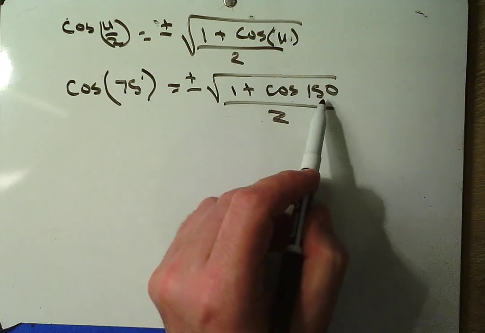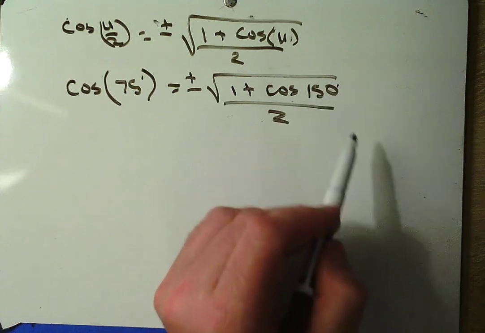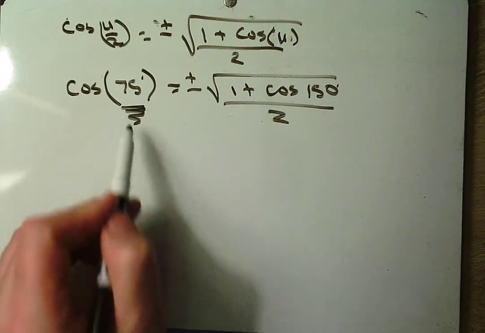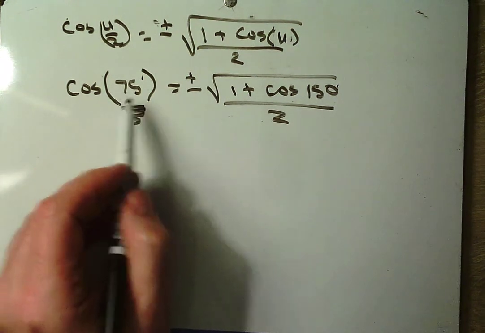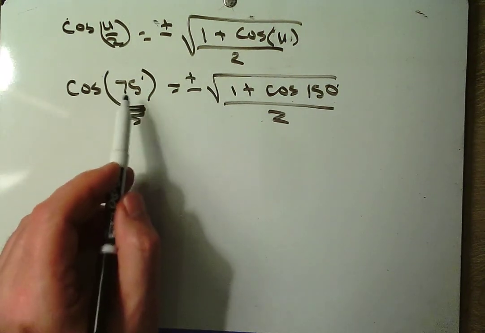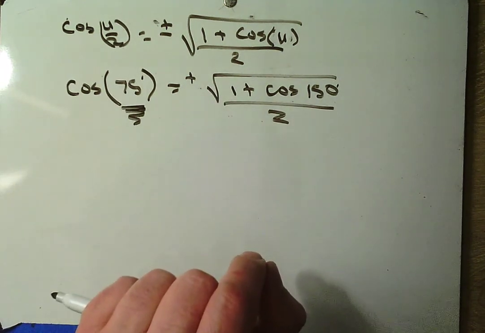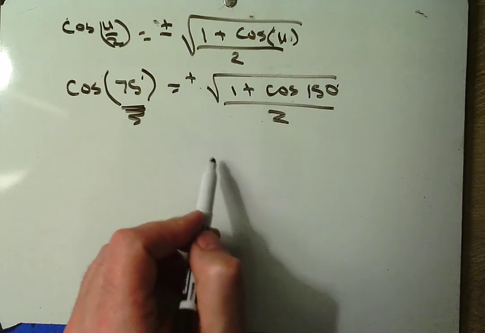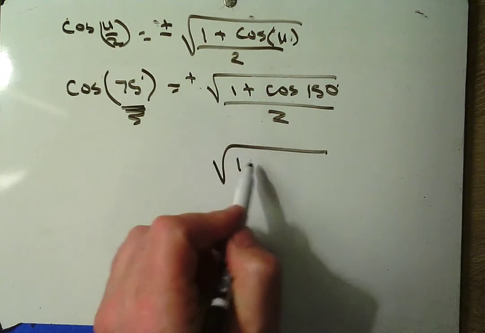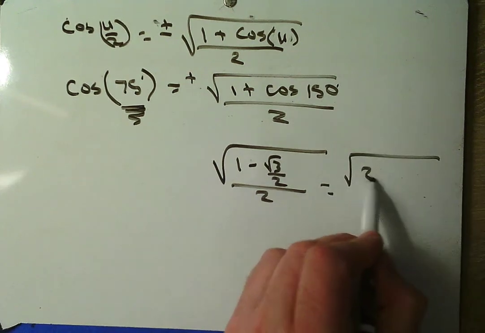Now, some students say, well, Mr. Kukla, because cosine of 150 would be negative, because 150 is in the second quadrant, this should be negative. Oh, but no, this is the angle we're talking about. This is the angle that determines the sign over here. Cosine of 75 is going to be positive because 75 degrees is in the first quadrant. And so we're going to have the square root of 1 plus, 1 minus root 3 over 2, over 2. I'm going to make that common denominator up top.